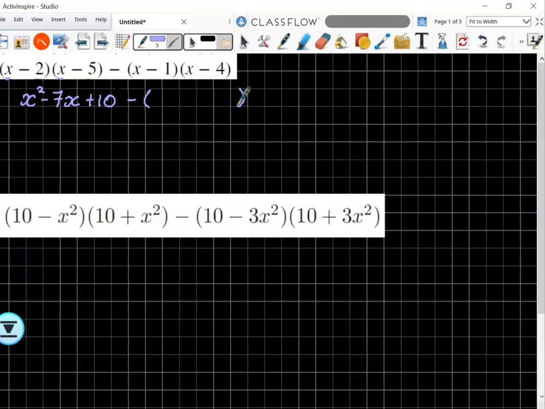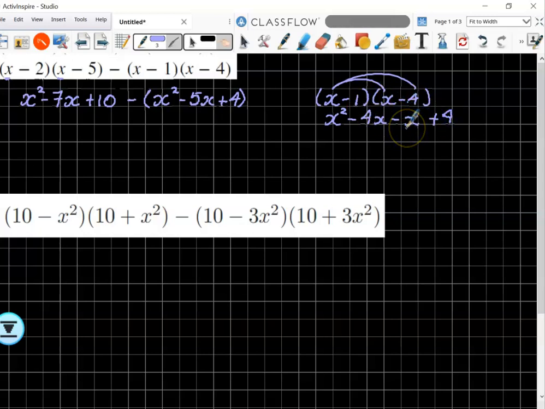So with this one, what would be my shortcut expansion? X squared, take 5x, because you just add them together, and then you times them together to get the plus 4. And you can double check that if you really wanted to by doing the long sweep. So as you were, x times x is x squared, x times minus 4 is minus 4x, then we get the minus x, and then negative times a negative gives you plus, and minus 4x take 1 gives you that minus 5x.